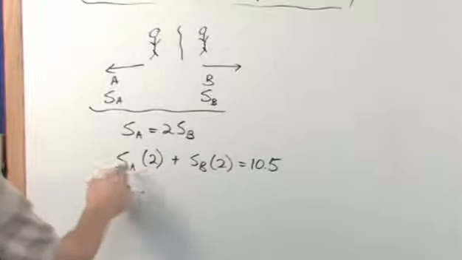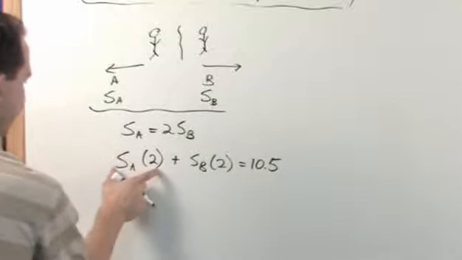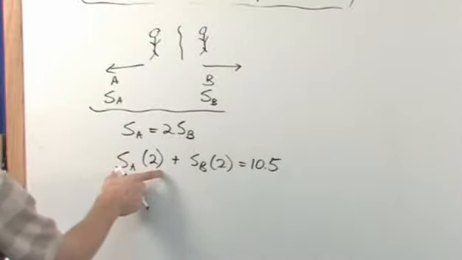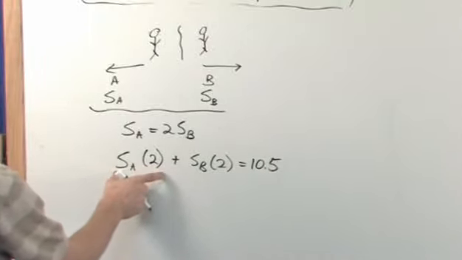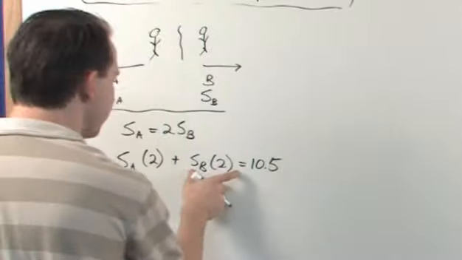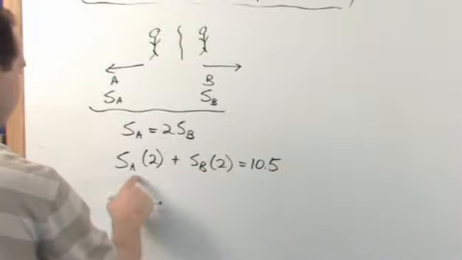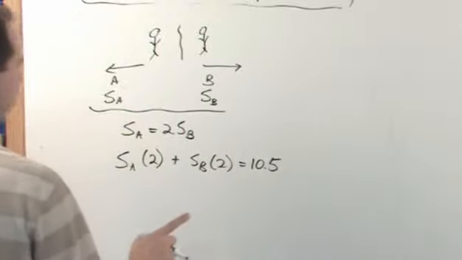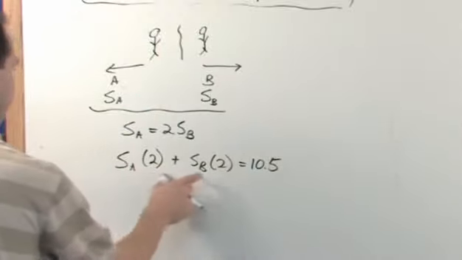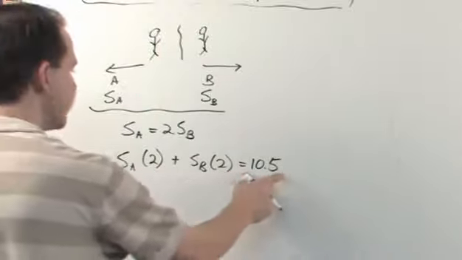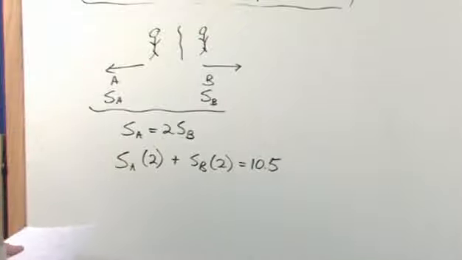SA times 2 is a speed times time. That's the distance. This is the distance person A travels in 2 hours. This is the distance person B travels in 2 hours. I do not know the speeds at which they've traveled. That's what I'm trying to solve for. But I know that once I add the two distances up that they've walked, it must equal 10.5 miles. So I've translated that second sentence.